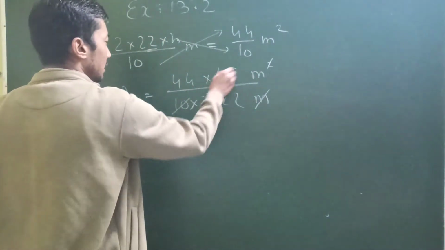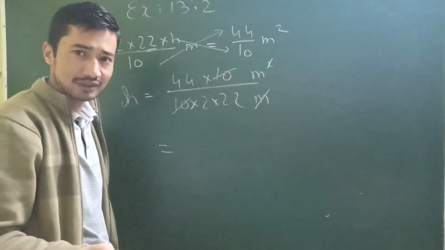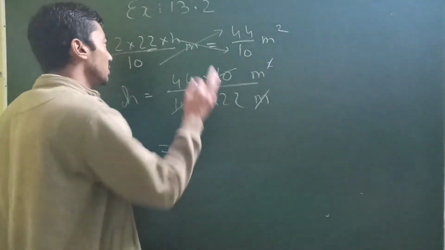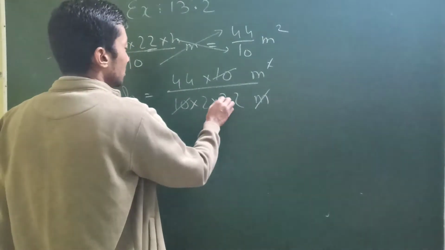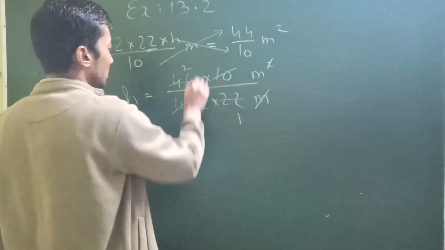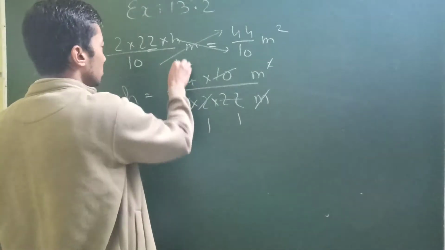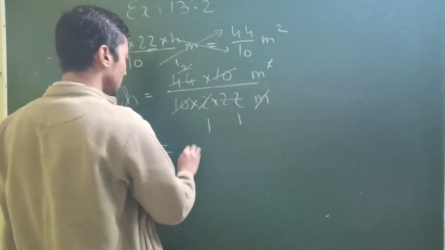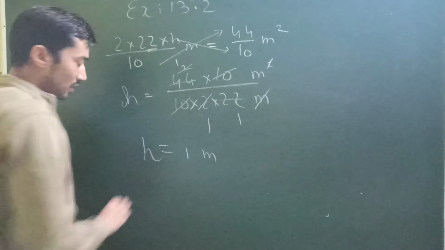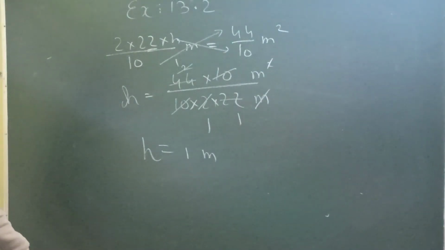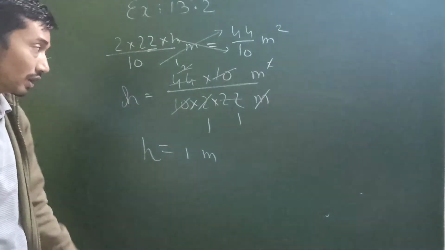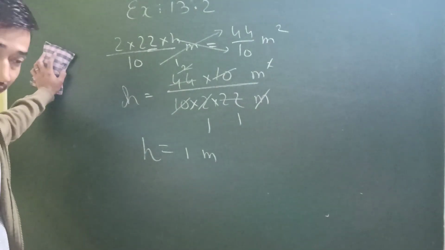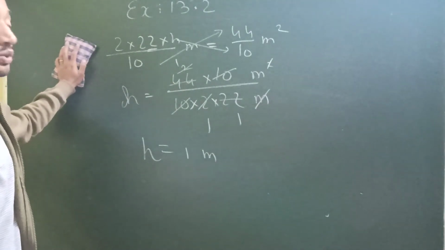So 10, there are many ways to simplify, okay? I'm not saying that you will have to do only this. Simplification is up to you. 22 1s are 22, 22 2s are 44, 2 1s are 2, 2 1s are 2. So that leaves us with only 1 meter. So our height is how much? Very simple, it is just 1 meter. Okay? Alright, fine then. So let's go to one more question.